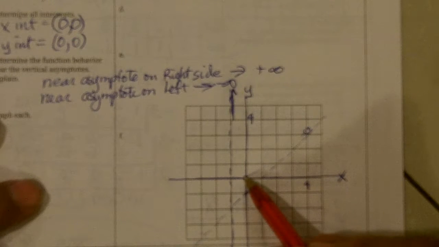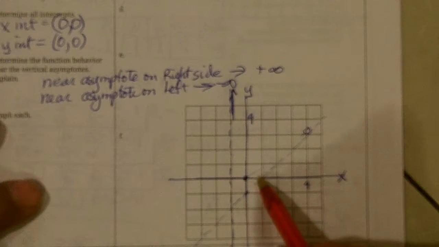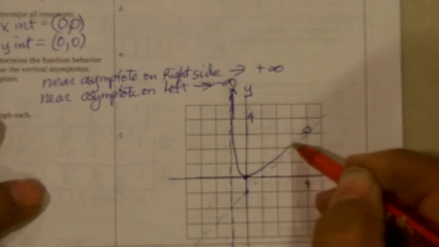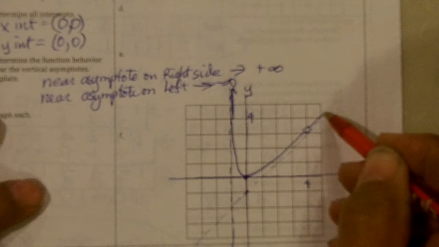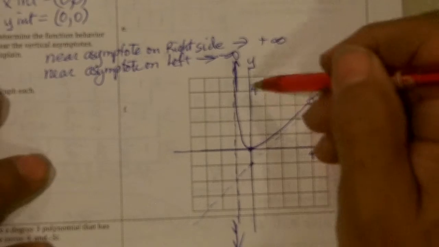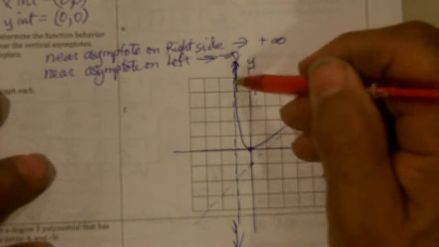So if it hits here and only there, it can't go below, so it must just bounce there and then head to the hole and continue on, getting closer and closer to the oblique asymptote and closer to the vertical asymptote without crossing it. And then on this side, about the same distance out and everything, so somewhere around in here it's going to do the same thing on the other side. But there won't be a hole on this side.